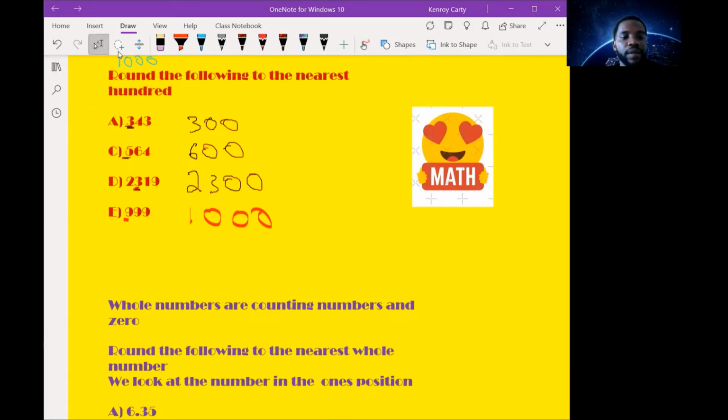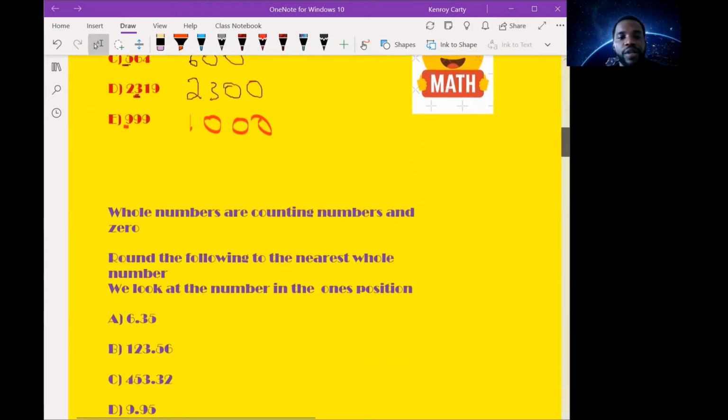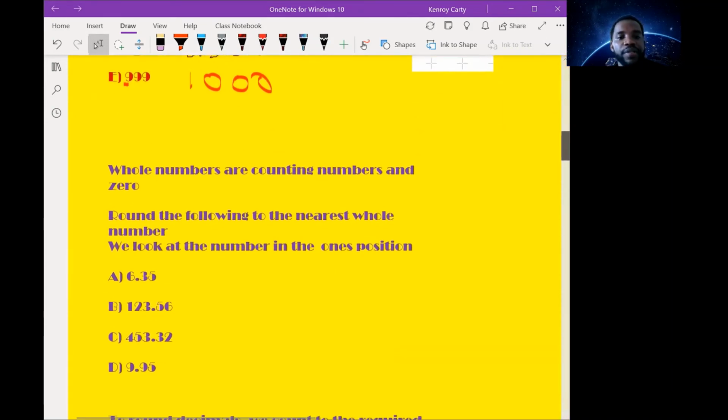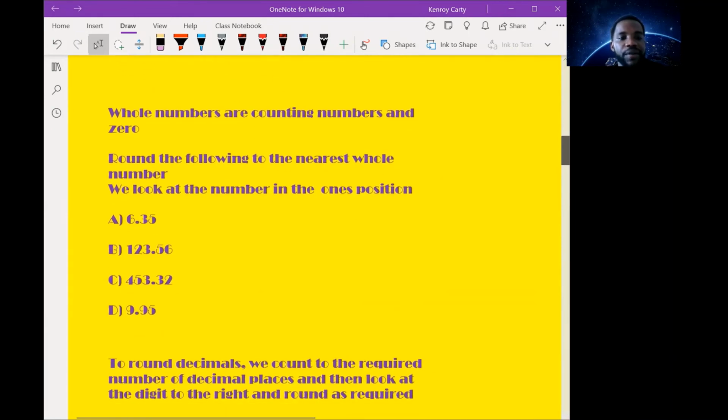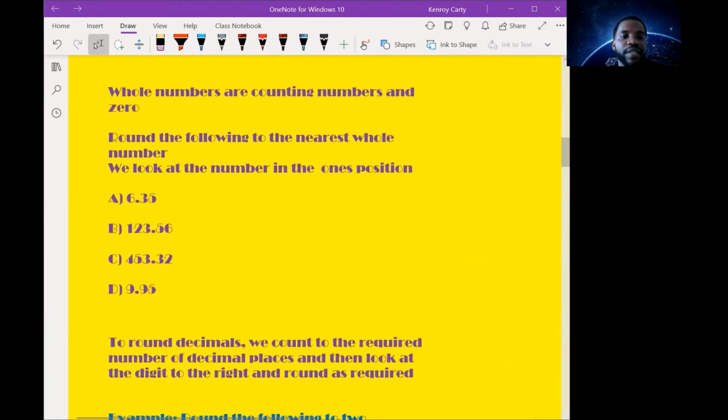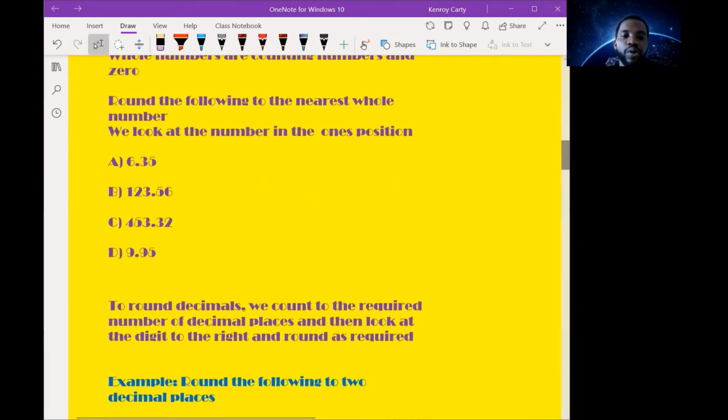Right. Now, whole numbers. Of course, let me just point out that whole numbers are counting numbers and 0. And we have a few questions that say round the following to the nearest whole number. Now, whole numbers don't have decimals, of course, we know that. So technically speaking, when it says round to the nearest whole number, we mean round to the nearest ones. So we're looking at the ones position because the ones position is what will define the whole number.